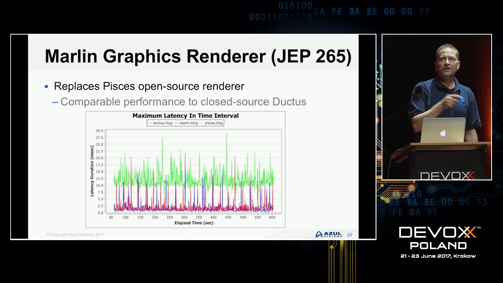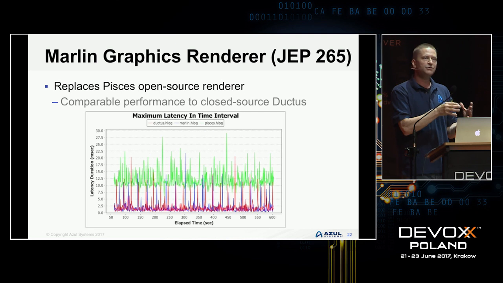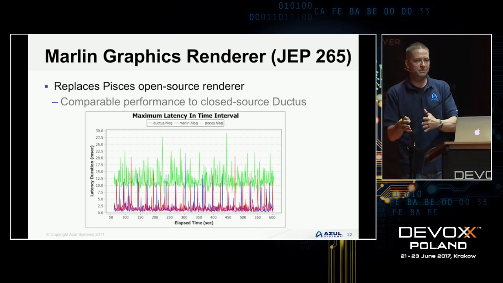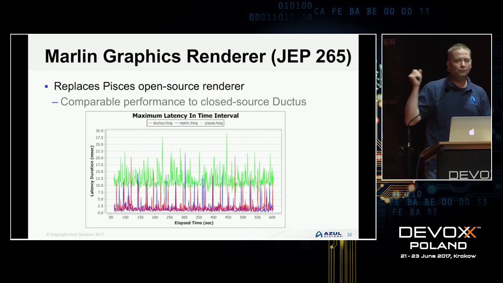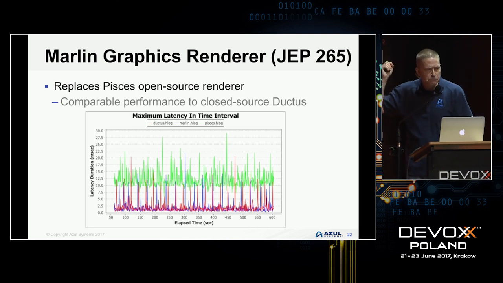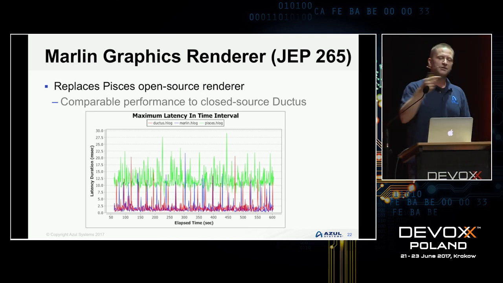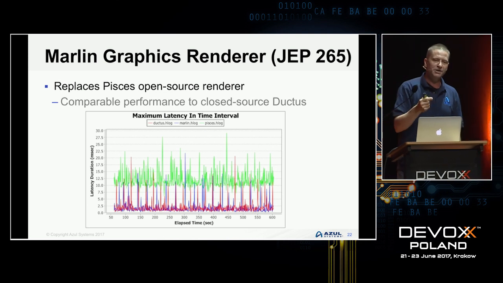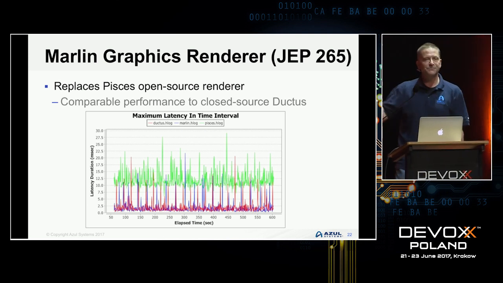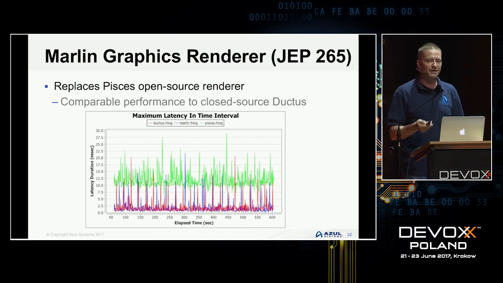What Oracle have done in the past is they have replaced Marlin with a closed source implementation called Ductus. And that has a better performance characteristic, which you can see from, I think it's the red line on the graph there. And then what's happening now is that there's a new open source renderer called Pisces, which replaces Marlin and has very similar performance characteristics to the Ductus one. So you basically get better performance for graphics.